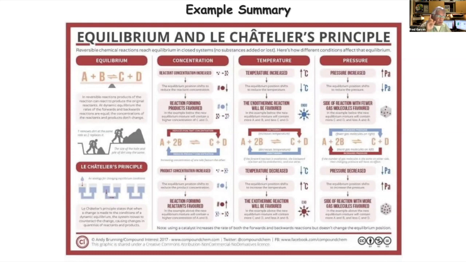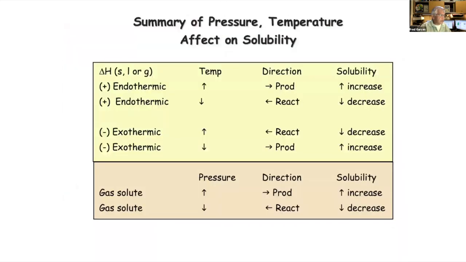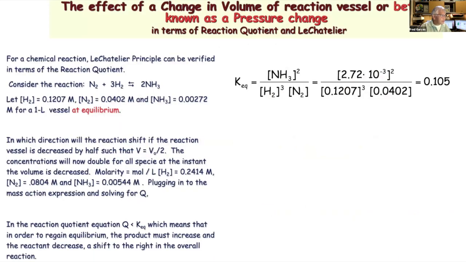Let me give you one more hint. If you have a reaction vessel, let's go back to this reaction right here. Let's say we have the Haber reaction: nitrogen, hydrogen, and ammonia. And I changed the overall pressure of that container by adding argon gas. So argon is an inert gas. It's not going to react with any of these chemicals.